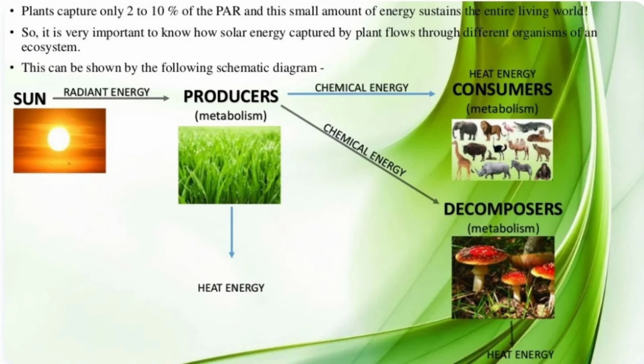Sun, radiant energy. After that, the producers, where it is metabolized, and heat energy which is expelled. Chemical energy, chemical form. Consumers, that is metabolism, heat energy, and after that the decomposers, metabolism, and heat energy which is created. So, this is the structure which is in front of you.